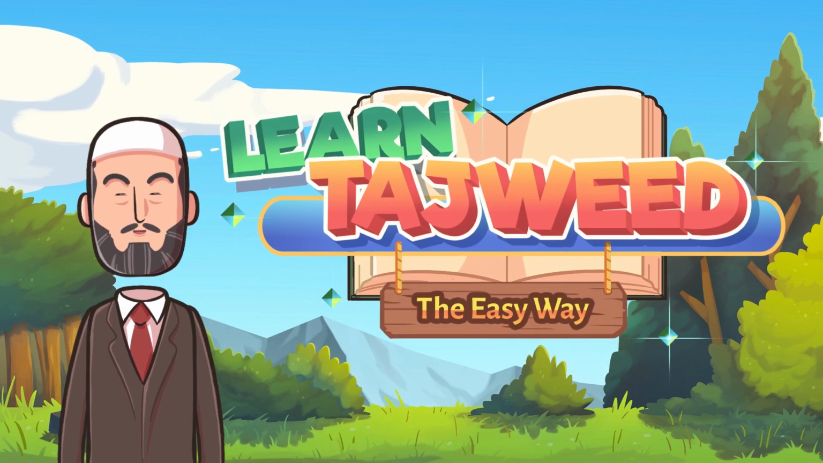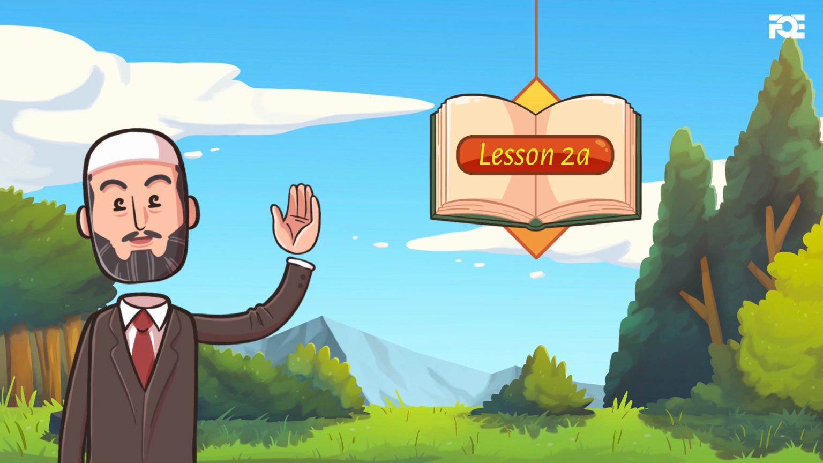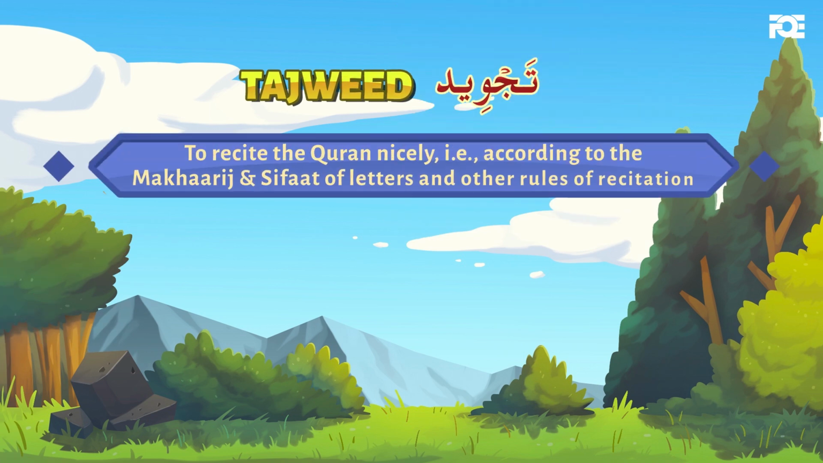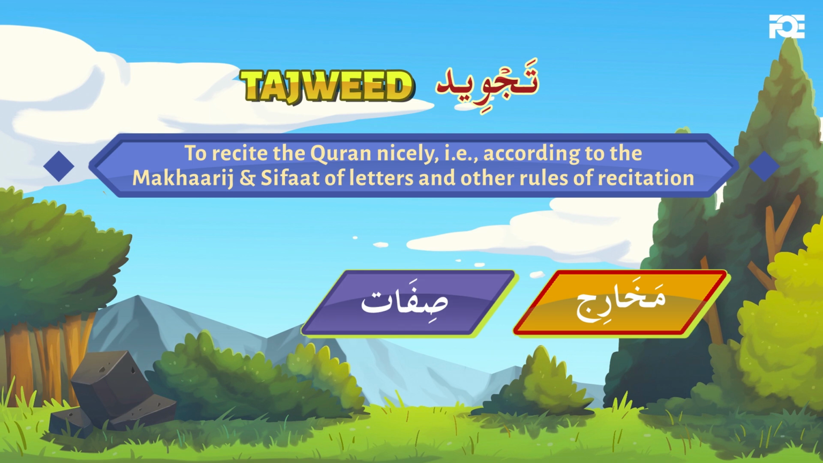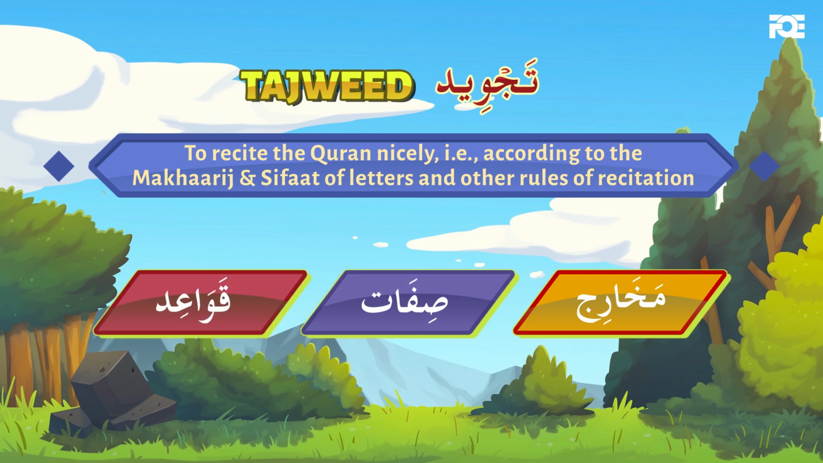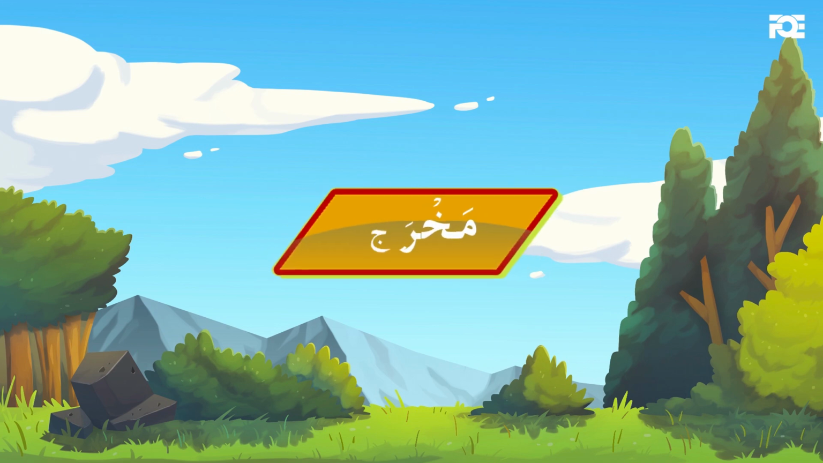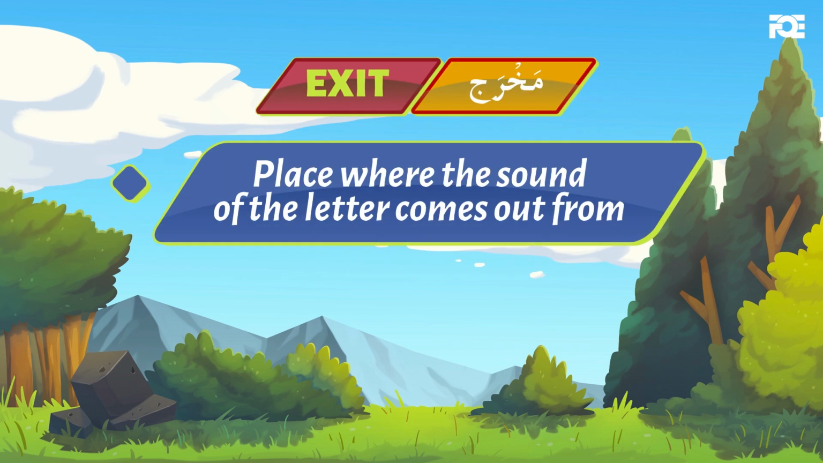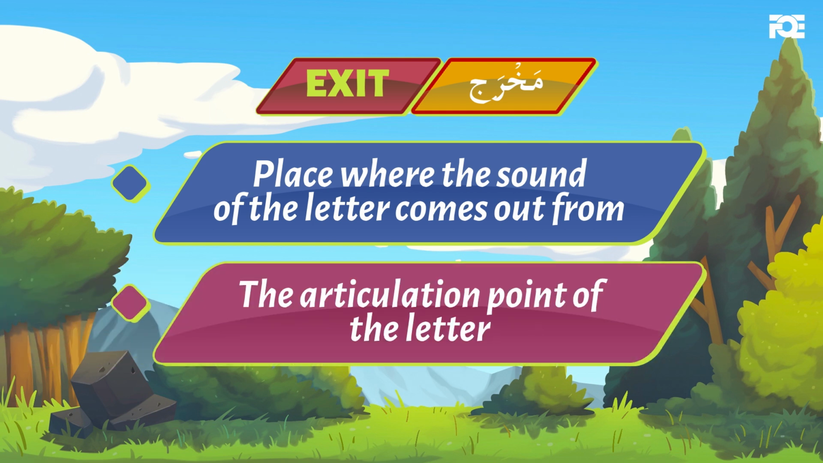Learn Tajweed the easy way, lesson 2a, in which we will learn the makharij of letters Mim and Ba. What is Tajweed? To recite the Quran nicely, that is according to makharij and sifat of the letters and other rules of recitation, the qawaid. Let us take makharij. The word makharij means exit, but in Tajweed it means the place where the sound of the letter is exiting from or coming out from, or the articulation point of the letter.